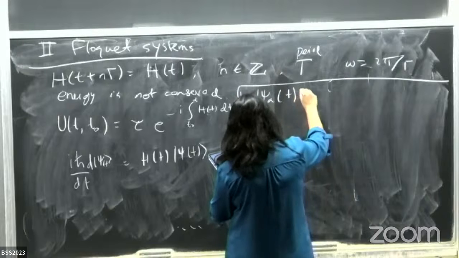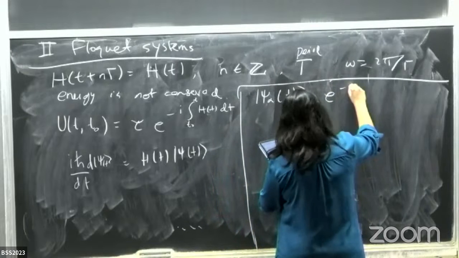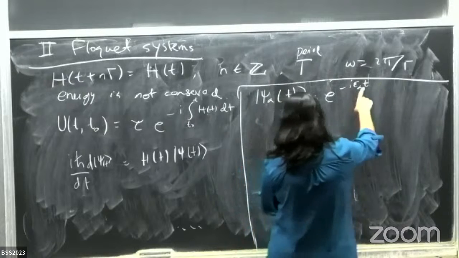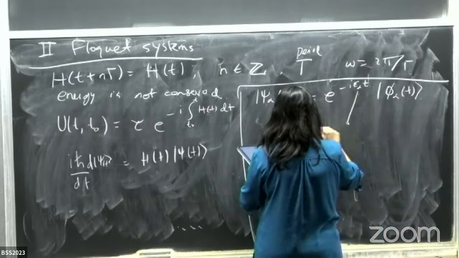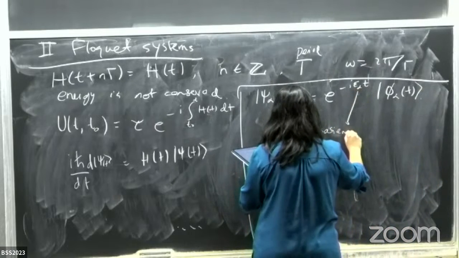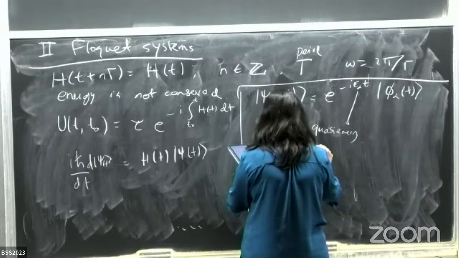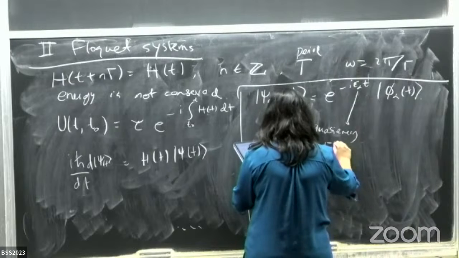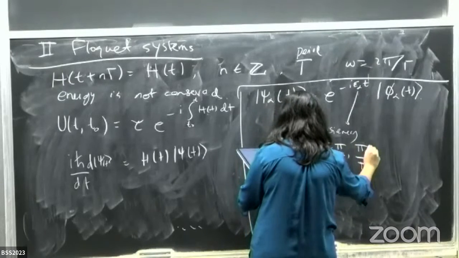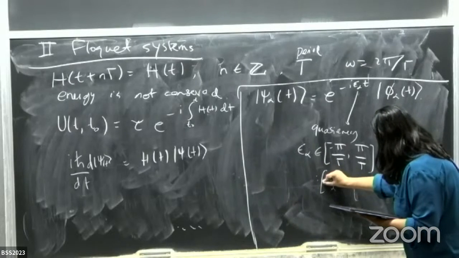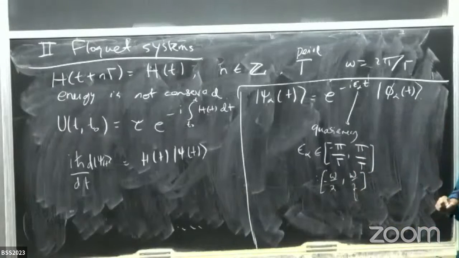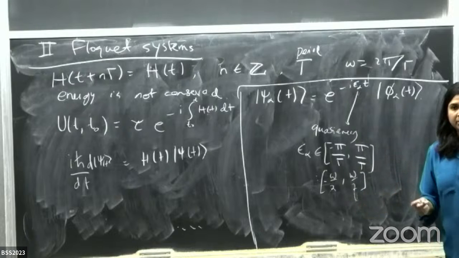So you can write any solution in this form: e to the minus i epsilon alpha t, phi alpha of t. This epsilon alpha is a quasi-energy, and it lives in a Floquet-Brillouin zone because energy is only defined mod omega. So this goes from minus omega over 2 to omega over 2. You can choose that zero arbitrarily, of course. So energy gets replaced by a quasi-energy defined modulo omega.